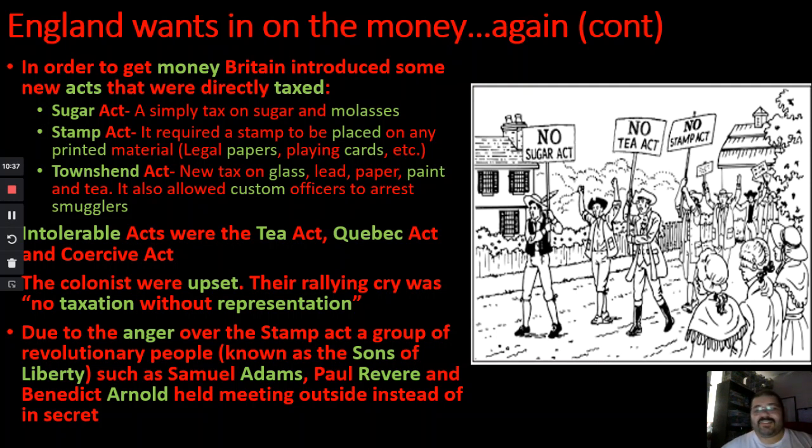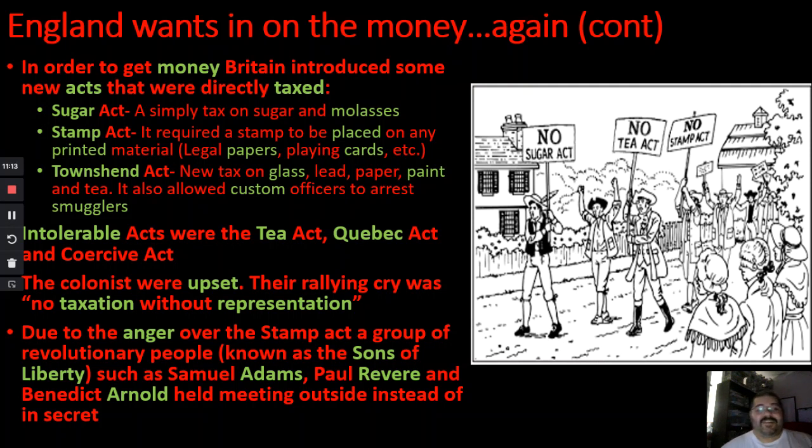Basically, it required a stamp to be placed on any printed material, legal papers, playing cards, books, anything coming from Britain to the colonies that was made of paper had to have a stamp on it that showed, hey, you paid your tax on this item. Again, the American colonists were like, you know what, we don't need legal papers there. We can make our own paper in the colonies. We can make our own deck of cards. We can print our own paper. We're good. We don't need that.